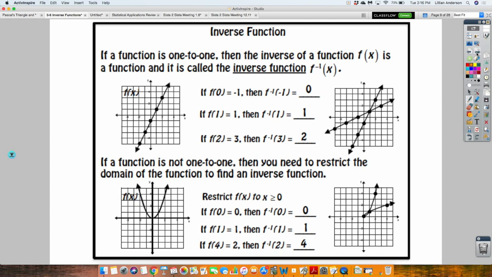Let's see it apply. So if a function is one-to-one, then the inverse is a function. That's what you guys just wrote down. Okay? And it's called the inverse function. And that's the notation, f to the -1 of x. That -1 is in the exponent of f. And the inverse, all it does is it just switches the x and y coordinates. Okay? All it does is switch the x and y coordinates.